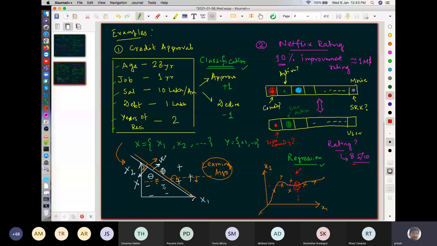Unlike classification, where you only need to separate the positive and the negative training examples to decide that you are approving or declining correctly, in regression you need to fit something so that with the values of x1 and x2, in the third dimension, if it is my y, I can read off the value of y. So these are all parts of learning algorithms that we will discuss throughout this course. These are two very interesting problems.